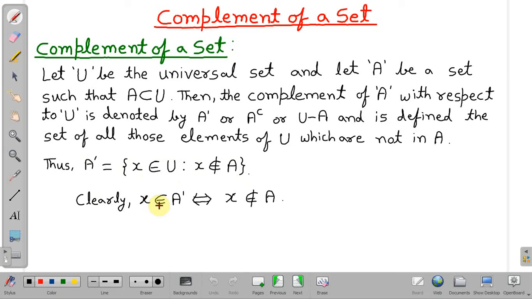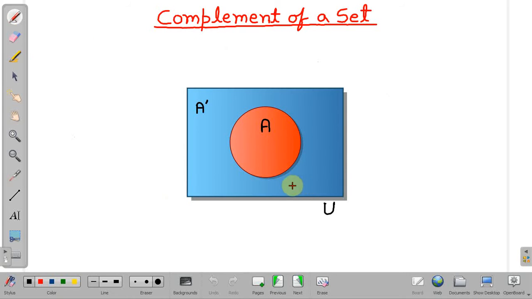So if x is an element of A complement, then we can say that x is not an element of set A. Similarly, if it is given the other way, that is x is an element of set A, then we have to say that x is not an element of A complement. Okay. Now we will see how we represent this on a Venn diagram.